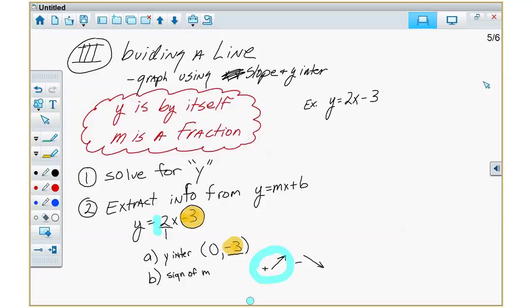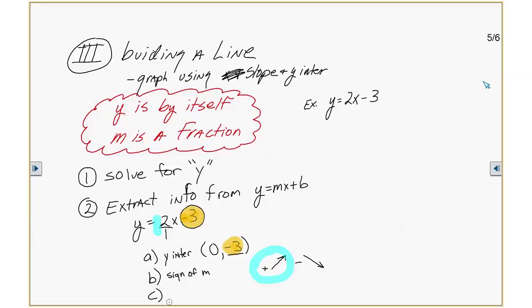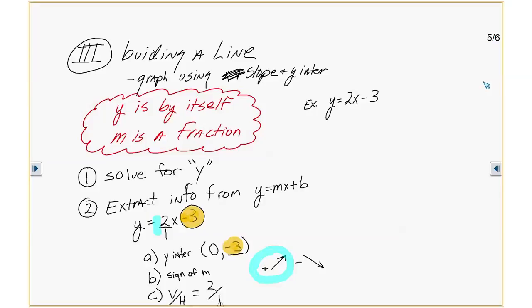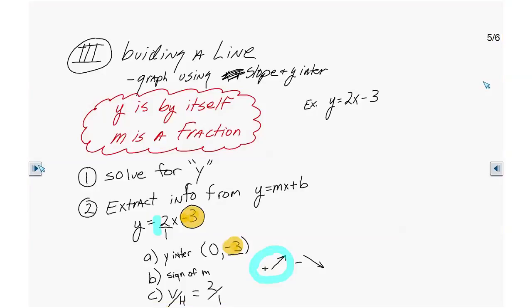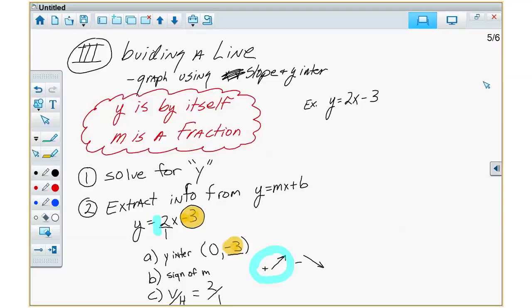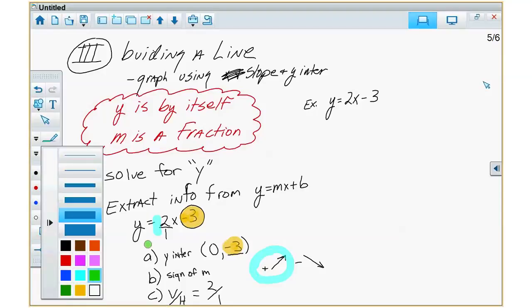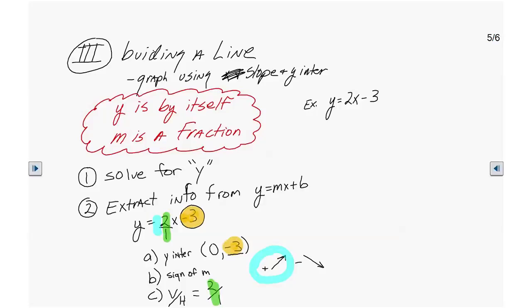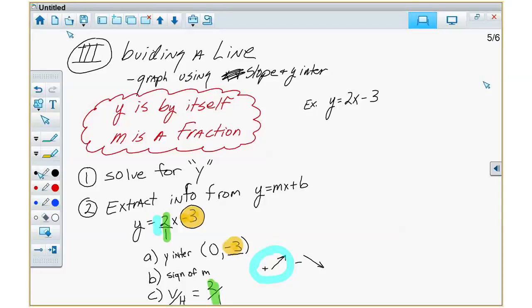So that means this one is going left to right up. And then C, vertical over horizontal is equal to 2 over 1. And that's that area right there. So I'm going to get my highlighter, color it green. So that's the 3 things that you find. Vertical over horizontal.